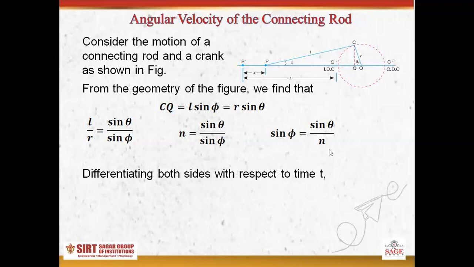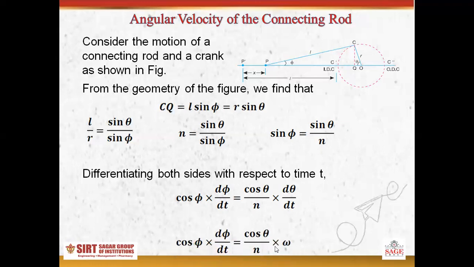Now, differentiating both sides with respect to time. The differentiation of sine phi is cos phi times d phi upon dt, and that equals the differentiation of sine theta, which is cos theta, and n is constant, times d theta upon dt. Here d theta upon dt is the angular velocity of the crank, omega, and d phi upon dt is the angular velocity of the connecting rod.